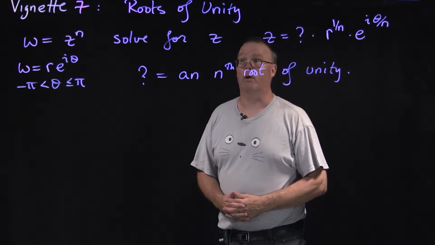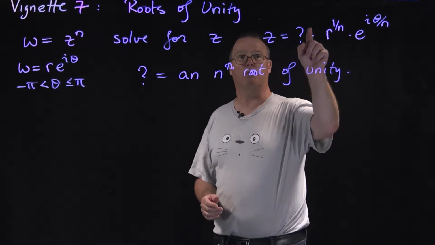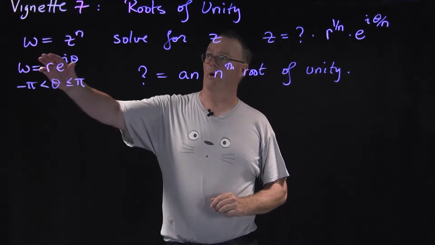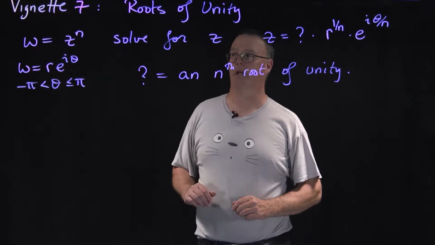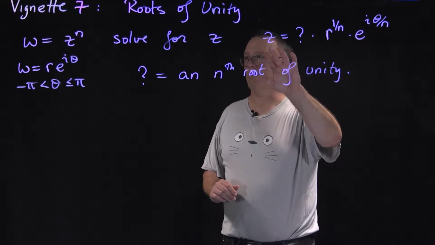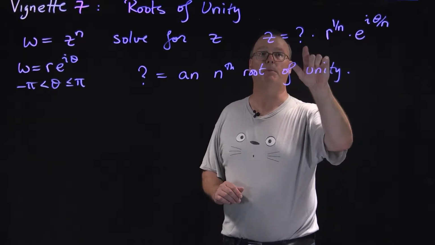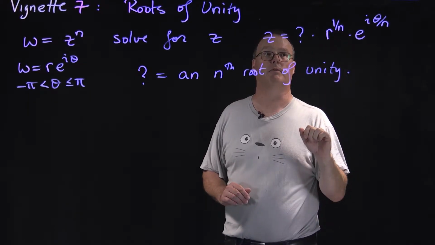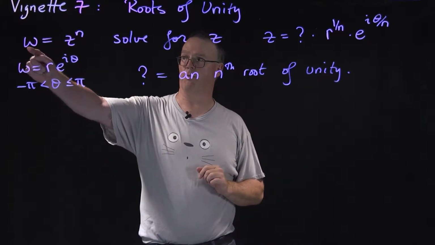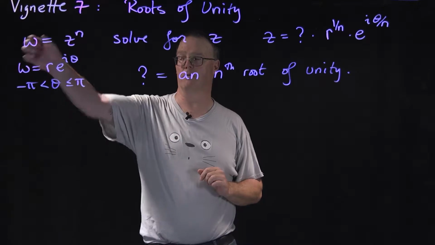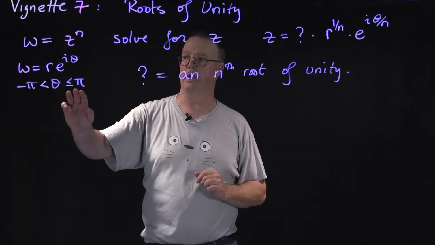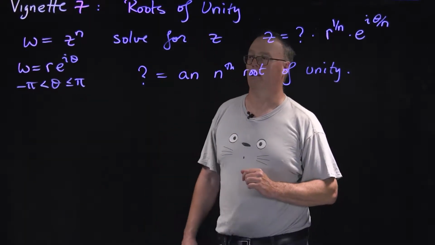All right. We are going to try to understand what this question mark is in what happens when we try to solve the equation w equals z to the n for z. So we figured out using polar coordinates that z was going to be something times r to the power 1 over n times e to the i theta over n, where r came from the fixed value of w. That's the radius, the magnitude of w, and theta was the angle of w, and that was some angle between minus pi and pi, inclusive at pi.